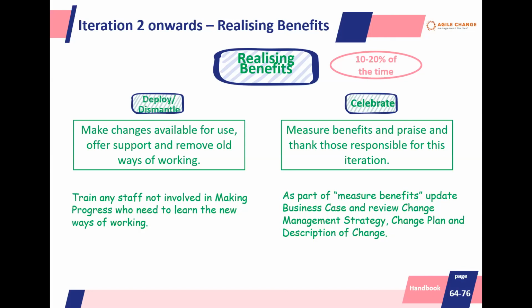And of course, we will update the documentation that we started in iteration 1, but which we continue to use: the description of the change and the business case, but also the change management strategy and the change plan. All of these things will get updated at the end of the iteration, and we'll review them again as we go right back to the beginning and start with getting started, the discover and plan step, but this time for iteration 3.